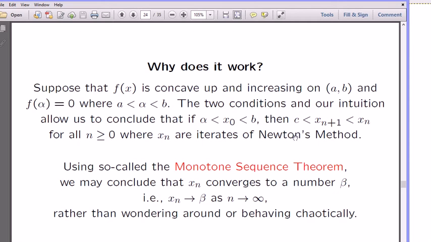This C is a typo here. It's supposed to be alpha. Where it crosses, it is trapped in between. It keeps going to the left. It never goes to the left of C, or alpha, I'm sorry.